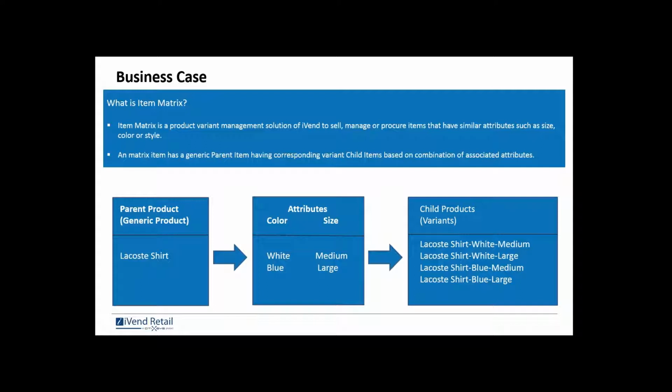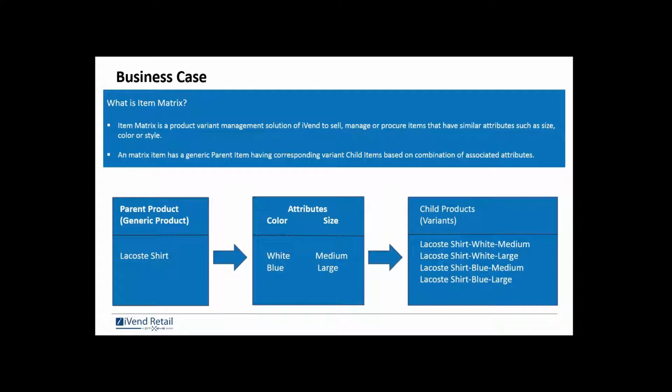We need to create its child products or its variants based on its features, which we call attributes in iVend. So I'm going to configure attributes, which in this current example are color and size. In color, I have further attribute details, white and blue, and in size I have medium and large. So based on the combination of these attribute details along with this parent product, I'm going to create the variants. So I have 4 variant products over here: Lacoste shirt white medium, Lacoste shirt white large, Lacoste shirt blue medium, Lacoste shirt blue large, and so on.